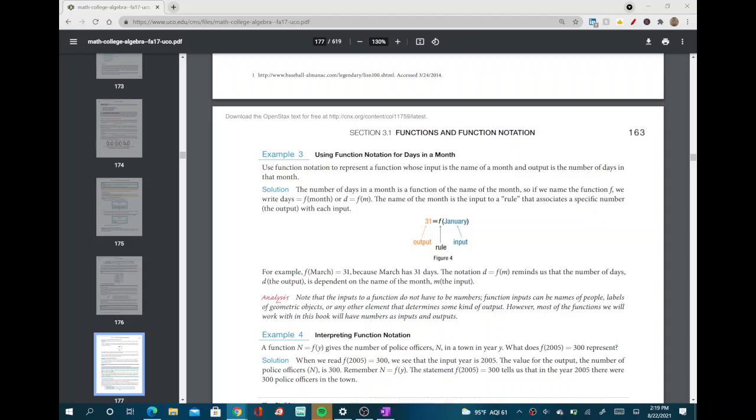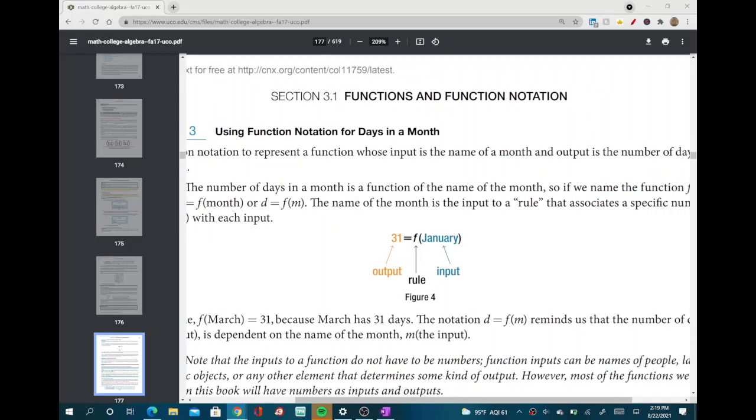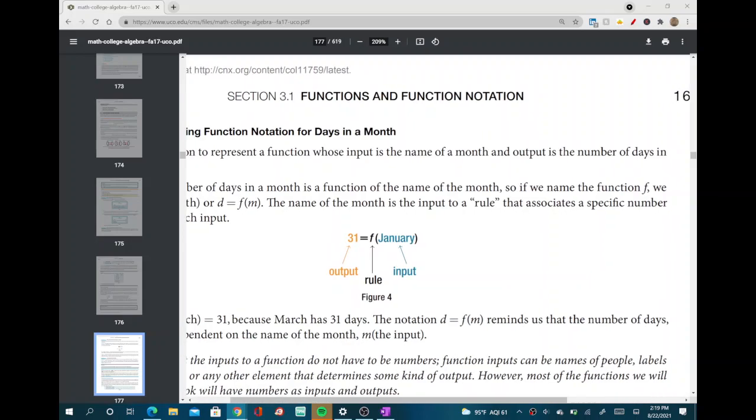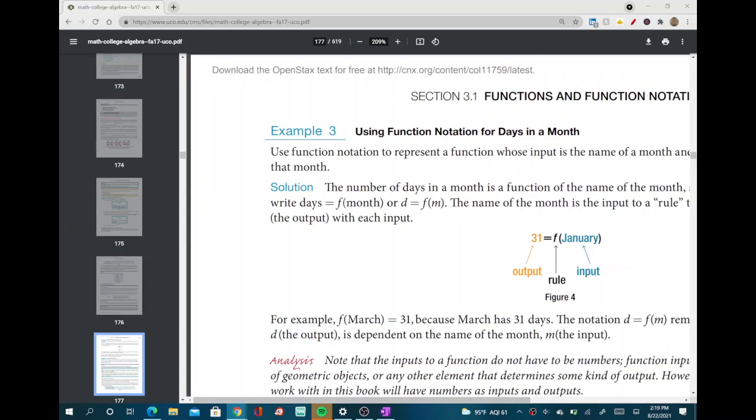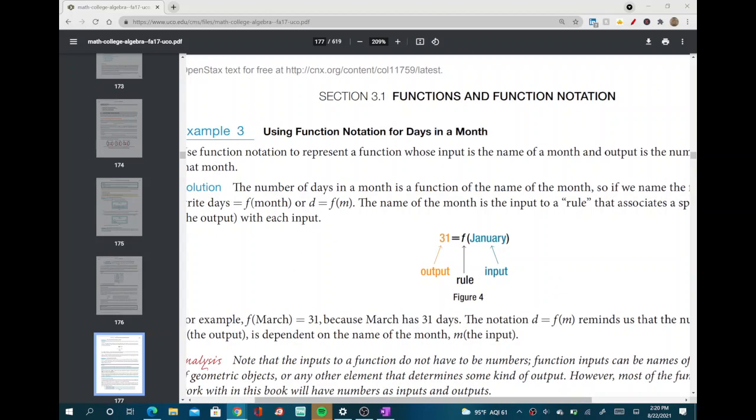So right here, it says use function notation to represent a function whose input is the name of a month and output is the number of days. So for example, if I say the name of the month is January, and the output is how many days are in that specific month, we know that the number of days in January is 31. The input is the name of the month, and the rule is f. So that means that f of m would be the number of days.